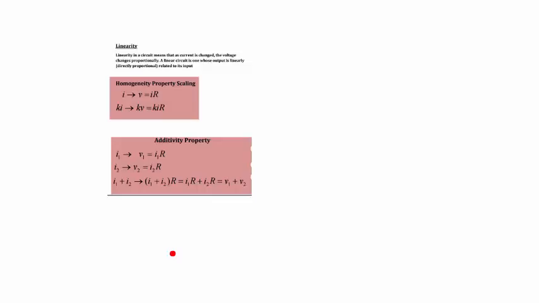So now we will start off with linearity. As we go through the two applications we are going to discuss today, we will see the importance of mesh and nodal analysis and how they are applied in these applications, to calculate whatever the question asks you. So first is linearity.